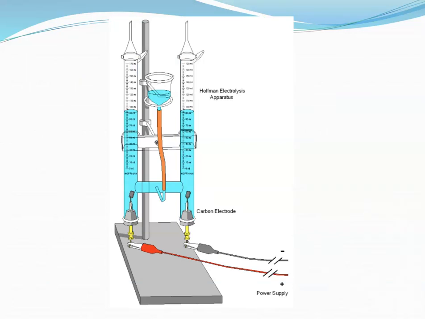This is the Hoffman apparatus. It is used to add electricity to a solution. In the case of water, it results in water being broken down into hydrogen and oxygen.